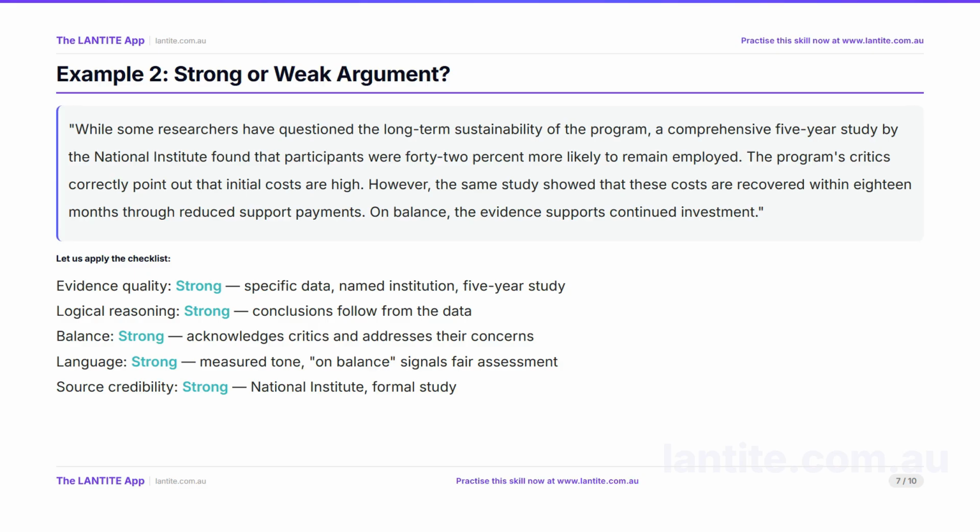data. Balance, strong. The author acknowledges that some researchers have questioned the program and that critics correctly point out high costs. These are real concessions, not dismissals. Language, strong. The tone is measured. The phrase on balance signals a fair assessment of both sides. Source credibility, strong. The National Institute conducted a formal 5-year study. This is a well-constructed argument that scores well across all 5 criteria.